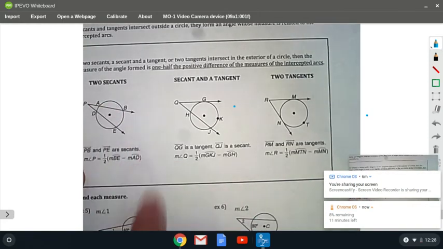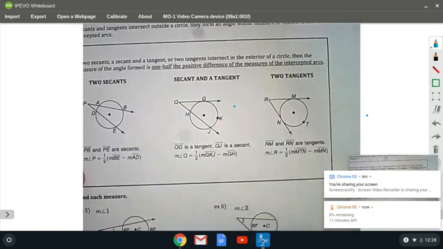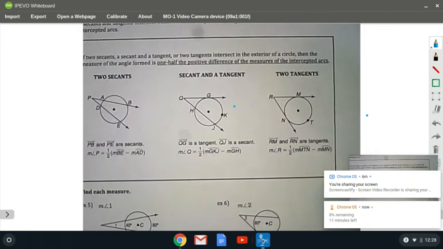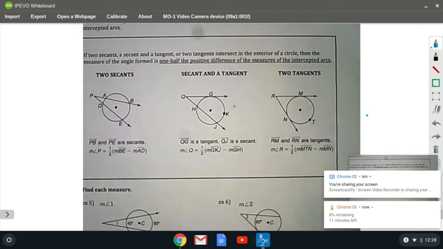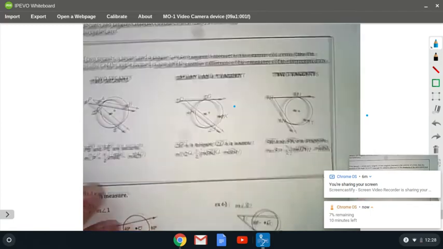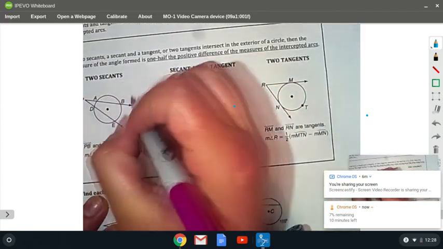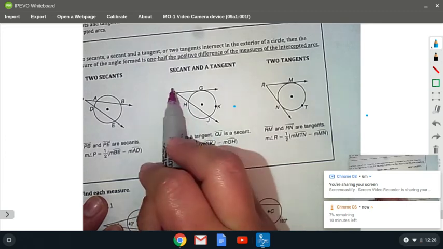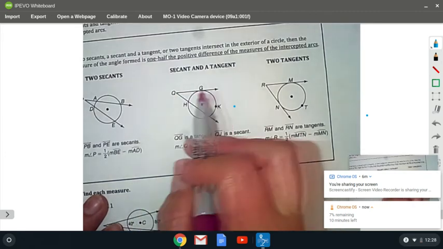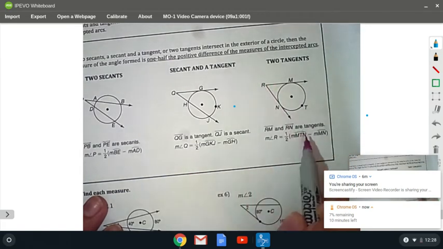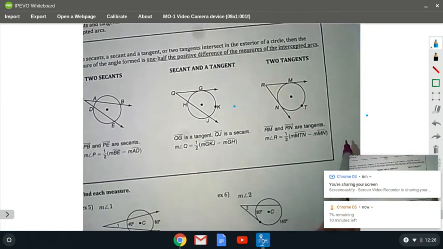Is this a 2 secant picture? Is it a secant and tangent, or is it 2 tangents? The biggest way I identify between a secant and a tangent is a secant hits at 2 points on the circle, a tangent hits at 1. So AB right here is a secant, DE is 2, HJ is secant, QG is a tangent. These are both tangents because they hit the circle at 1 point.